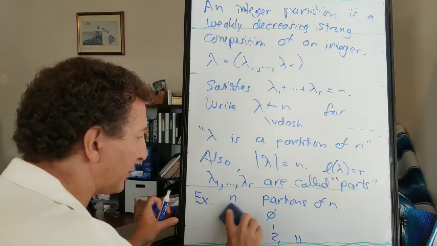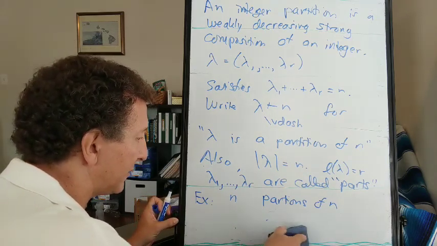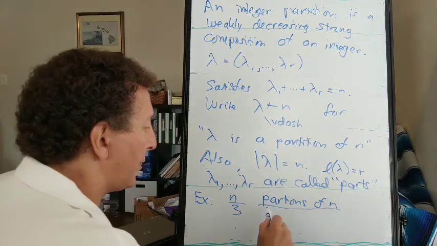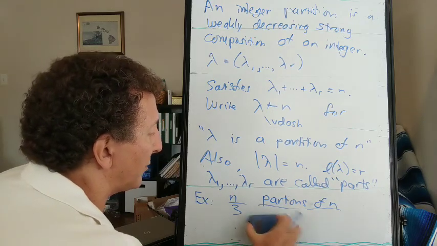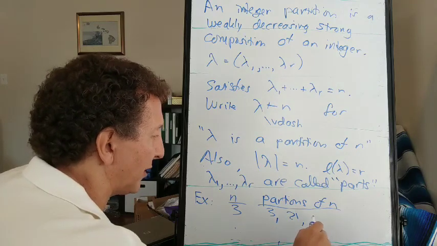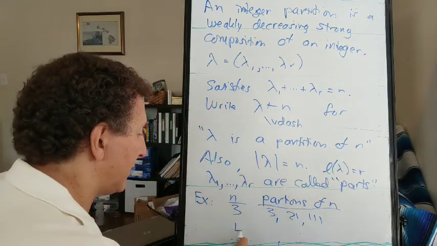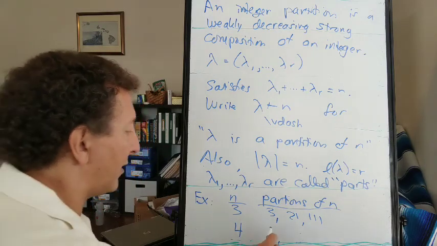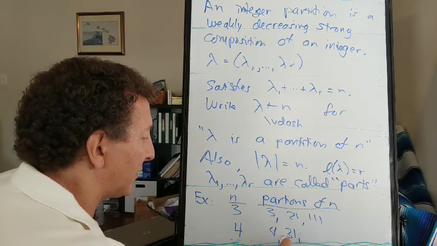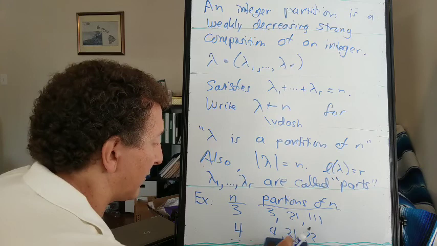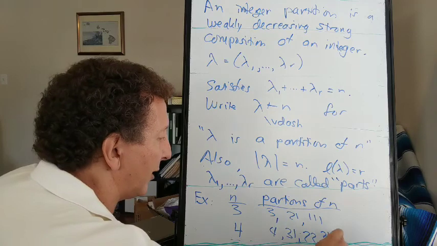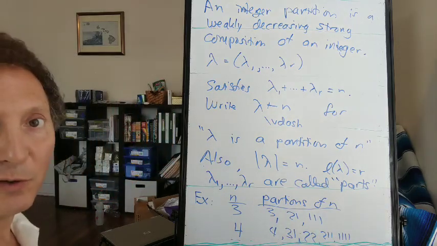All right, let me erase these and put partitions of 3 and 4 here. The partitions of 3 are the partition into one part, 3, the partition into two parts, 2, 1, and the partition into three parts, 1, 1, 1. The partitions of 4 are the partition into one part, and then we've got two different partitions into two parts. 3, 1, and 2, 2. And then also 2, 1, 1, and 1, 1, 1, 1. So there's 5 different partitions of 4.